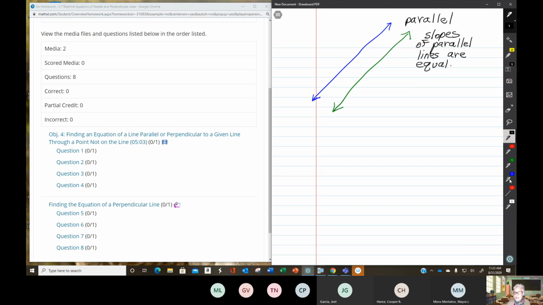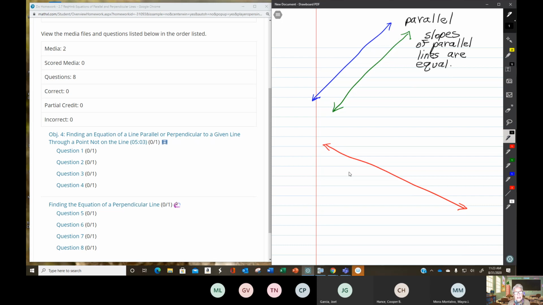Not really true for perpendicular. Suppose you have a red line. Should make it go the other way. It's straight too. Pretend those curves aren't there. And how about a black line?